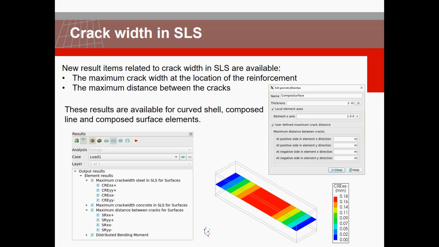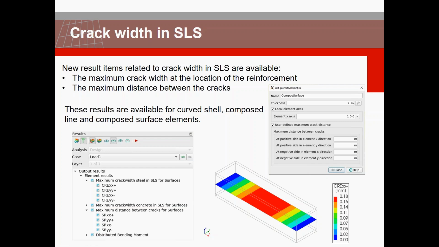So in Diana, we implemented the Eurocode formula for that, in which the strain at the location of a reinforcement will be reduced with the average strain in the concrete between the cracks. And this strain will be multiplied with the maximum distance between the cracks. This maximum distance between the cracks can be entered in Diana. If you don't specify any value, Diana automatically calculates this value.